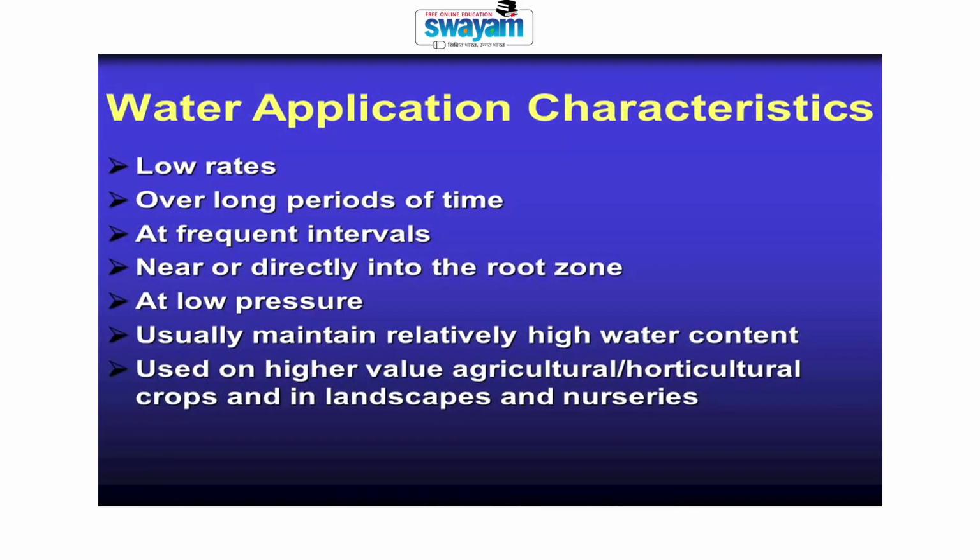Typical water application characteristics of drip irrigation systems are: they are applied at low rates over a long period of time at frequent intervals, near or directly into the root zone, at a low pressure, usually maintaining relatively high water content, used on higher value agriculture and horticulture crops or landscape, in a nursery or in surface covered cultivation. By these characteristics, it increases the crop water productivity, crop production and quality.